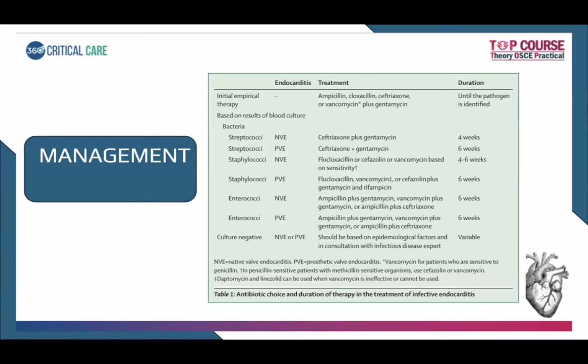But overall, the combination is ceftriaxone plus gentamicin in a native valve, ceftriaxone plus gentamicin and rifampicin in a prosthetic valve in case of streptococcus. Staphylococcus, you use the cephalosporin plus gentamicin, and in rare organisms, the HACEK group of organisms, you use as per your hospital protocol.